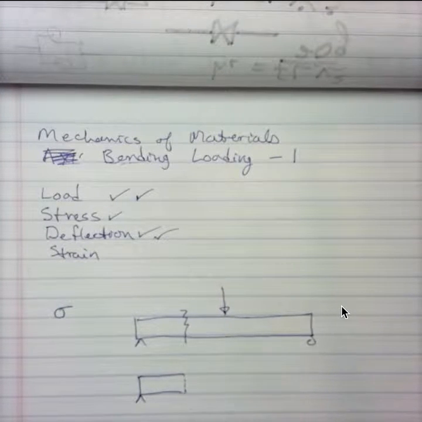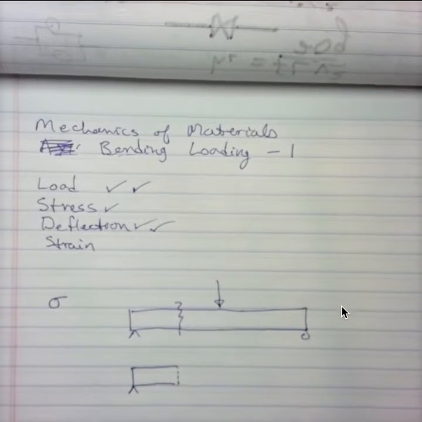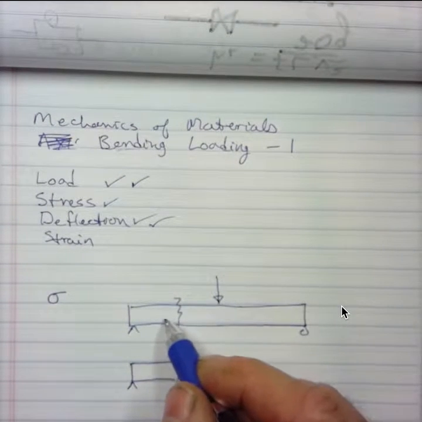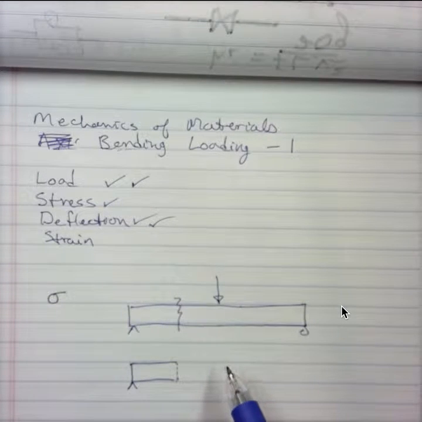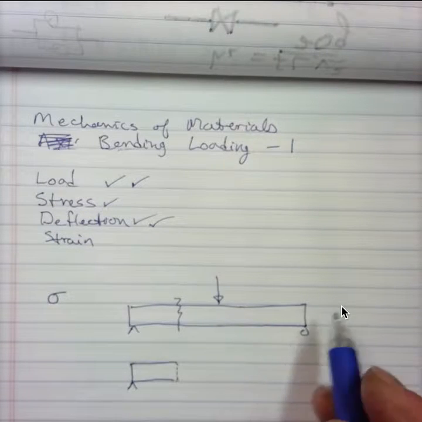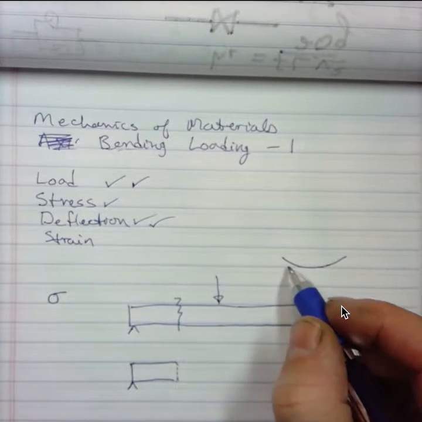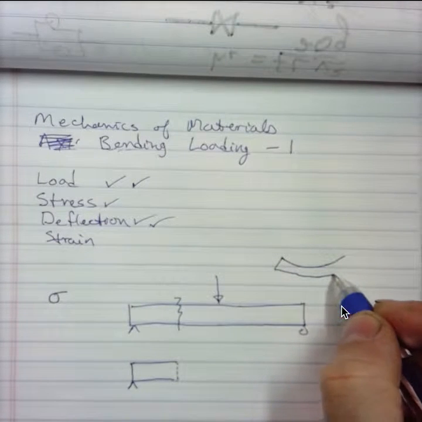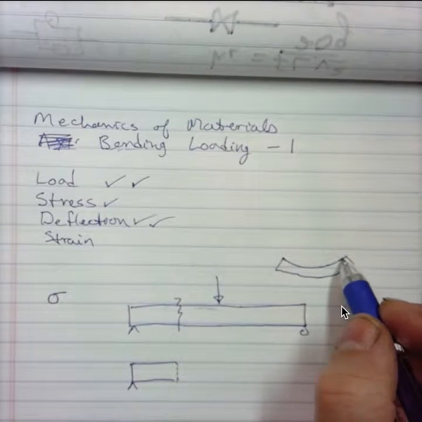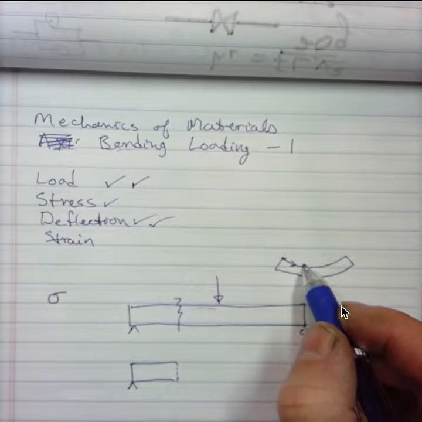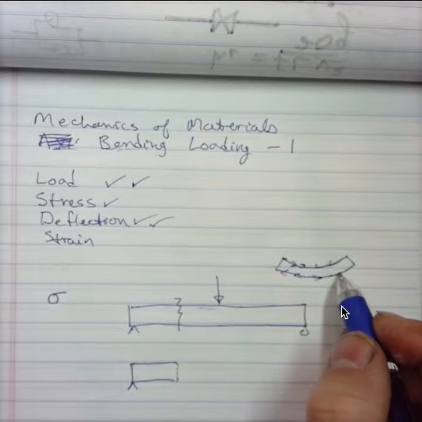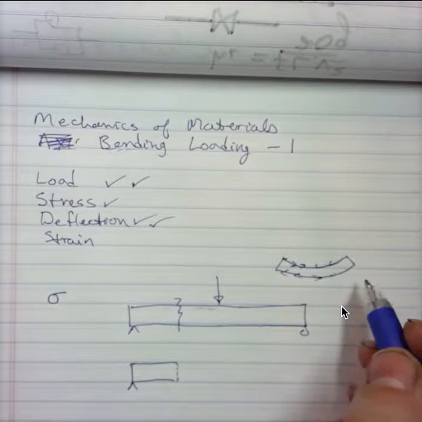We're going to talk about what would the stress be on the left-hand side of this beam. It's an internal stress. Now, when this deflects, what happens is the fibers on the top of the beam get pushed together, and the fibers on the bottom of the beam get pulled apart.